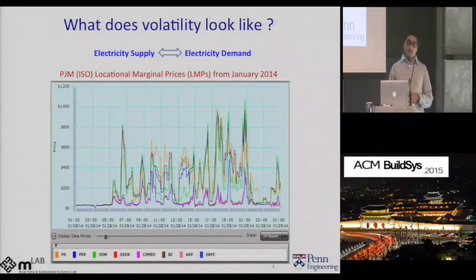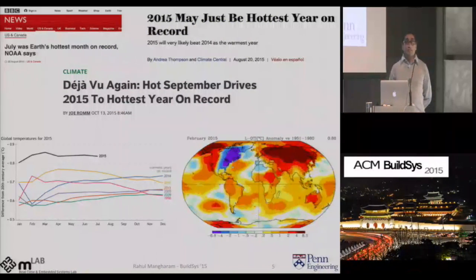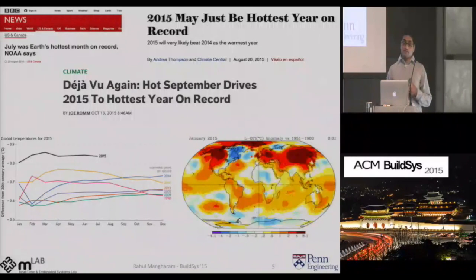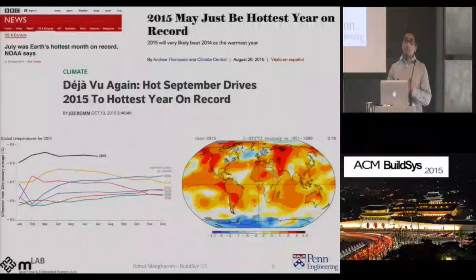So this is January of this year, and you can see the volatility in the market going from an average price of about $25 per megawatt hour on the East Coast to more than $800 within 15 minutes from the average. And if you look at 2015, this has been by far the hottest year, the first record since temperatures have been recorded since 1880. The second record has been the hottest year by the largest margin from the previous hottest years.